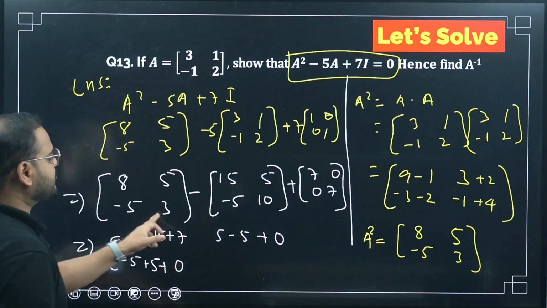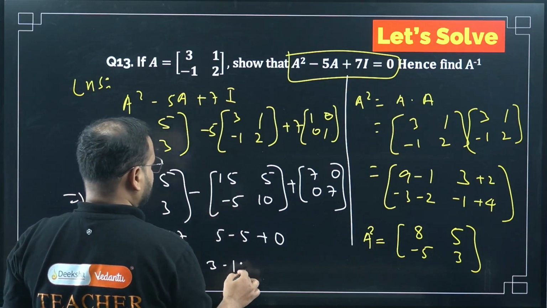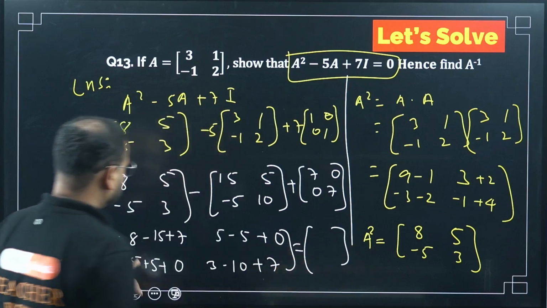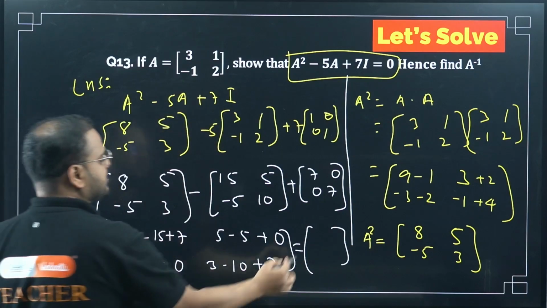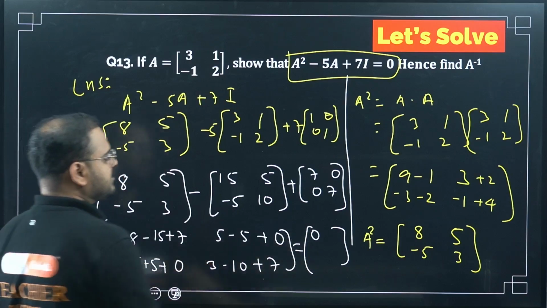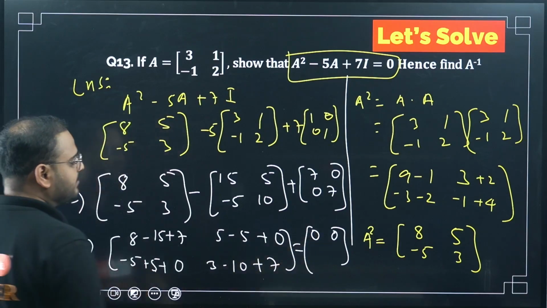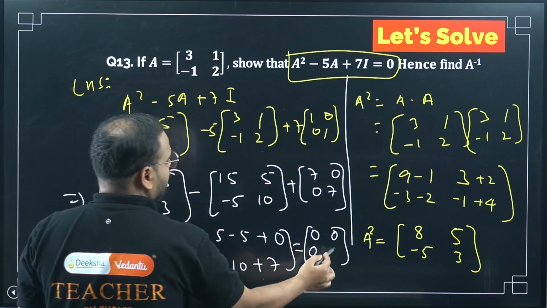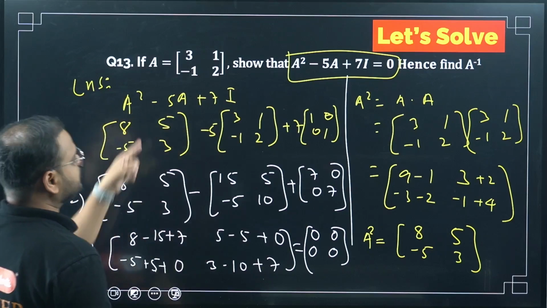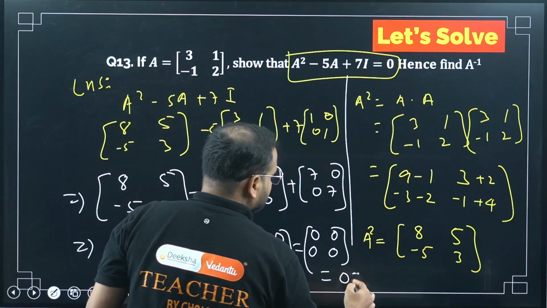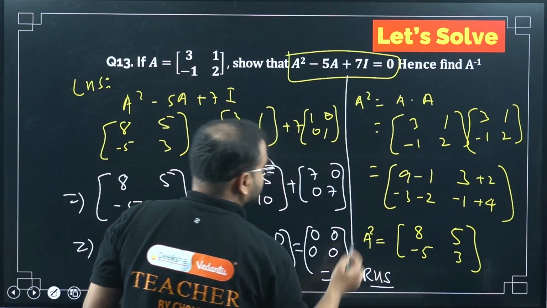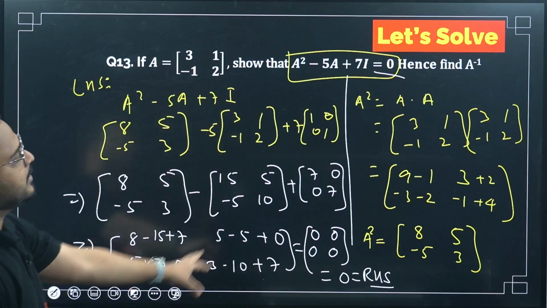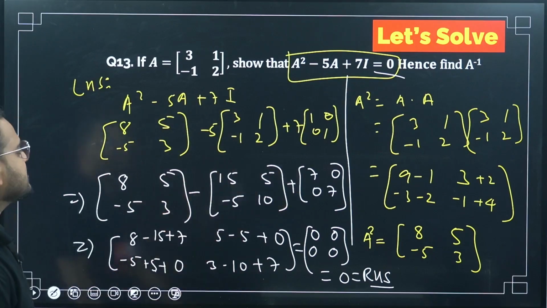What about this? 3 minus 10 and plus 7. Please check this out. How much is this? 8 plus 7 is 15, minus 15 is 0. 5 minus 5 is again 0. Minus 5 plus 5 is again 0. And 3 minus 10 is minus 7, minus 7 plus 7 is again 0. So this LHS equals 0, which is equal to the RHS. Proved. We have to prove equal to 0, and we proved it. No problem. We found A square, used it in the LHS and got it right.